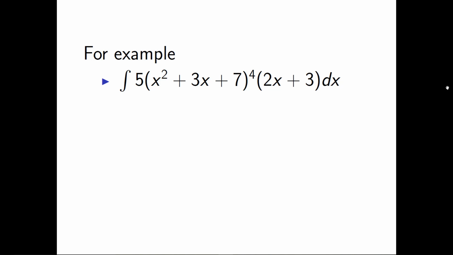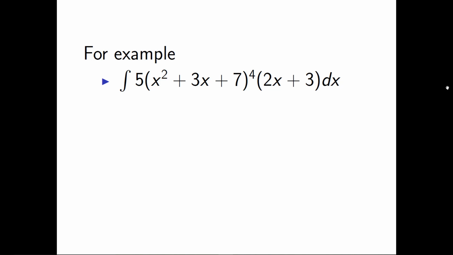Okay, here's our example, and it does look pretty ugly. We don't want to integrate that directly. I guess we could multiply out that power of 4 and multiply through, but that just sounds terrible. Okay, so we have 5, and then we have quantity x squared plus 3x plus 7 all to the power of 4, and then multiplied by 2x plus 3.